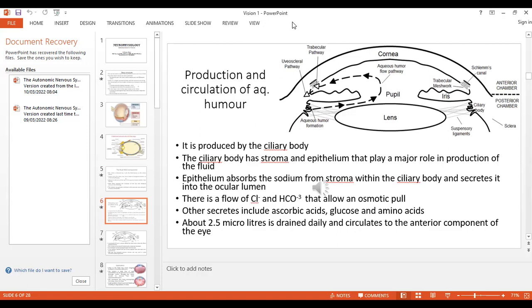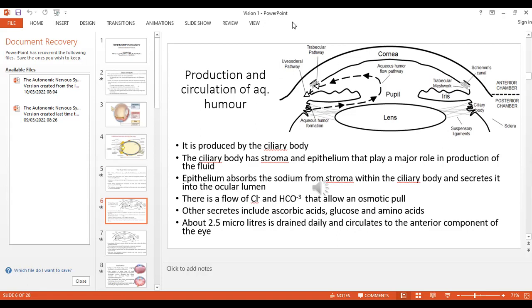So other substances which are secreted include ascorbic acid, glucose, and amino acids. Okay, so if you look at all the chemical nature, we go back again to cell physiology. No wonder I always tell my students that in order for you to understand and appreciate physiology, you need to master cell physiology. Okay, so now when you look at all these electrolytes, glucose, sodium, molecules, and bicarbonate, they create what we call an osmotic pool.